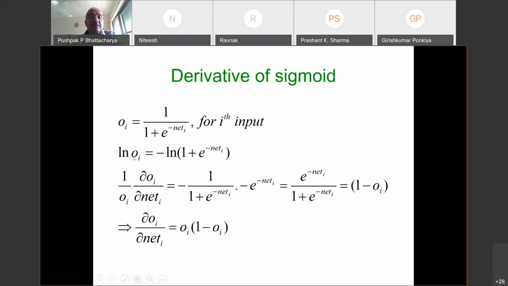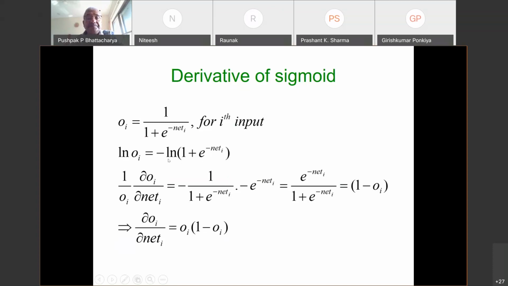Take the derivative of the left hand side: 1 by O_i into delta O_i delta net_i. This is the quantity of interest. Delta O_i delta net_i is equal to minus 1 by 1 plus e to the power minus net_i into minus of e to the power minus net_i. I am purposefully showing this to tell you that you have been using chaining of partial derivatives all the time. The partial derivative of the left hand side is nothing but the chain rule in operation.